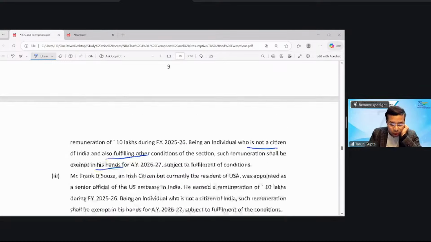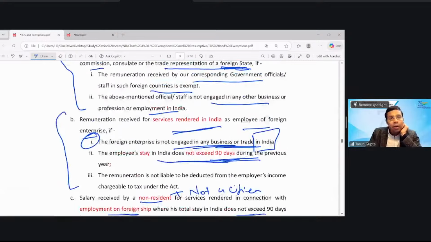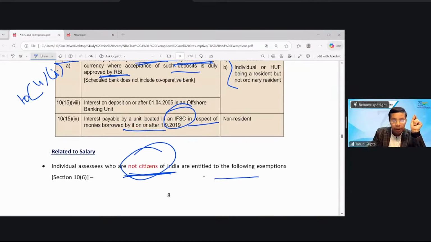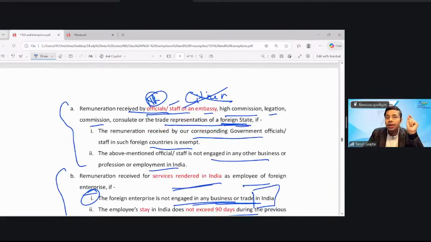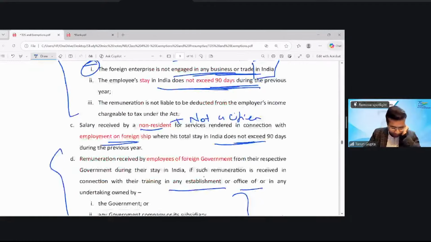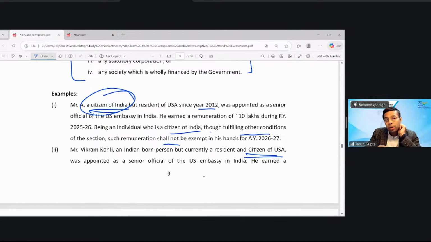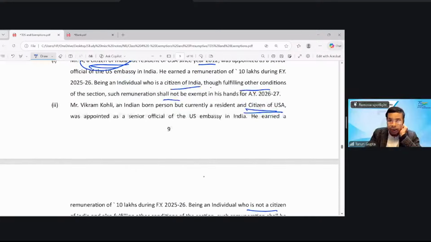Okay? Because I told you, in all these four cases, the common requirement is that the individual should not be a citizen of India. Had it been a citizen of India, then these four exemptions are not available. So in the first case, Mr. A was a citizen of India and all the things the same, therefore not eligible for exemption. In the second case, Mr. Vikram Kohli was not a citizen of India, he was a citizen of USA. Though he was born in India, no worry, he became a citizen of USA. I need to see the citizenship, not the person of Indian origin. So though he might be a person of Indian origin, he is not a citizen of India, and therefore he is eligible for the exemption.